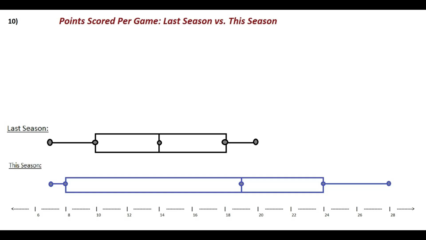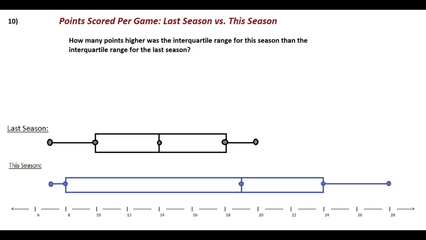Alright, for number 10, we're looking at another question. This is the same Box-And-Whisker plot, so we can still take a look at that same data. This time the question was, how many points higher was the interquartile range for this season than the interquartile range for the last season? There's 3 steps in this. We have to figure out our interquartile range for each one of those box plots and then subtract our results.